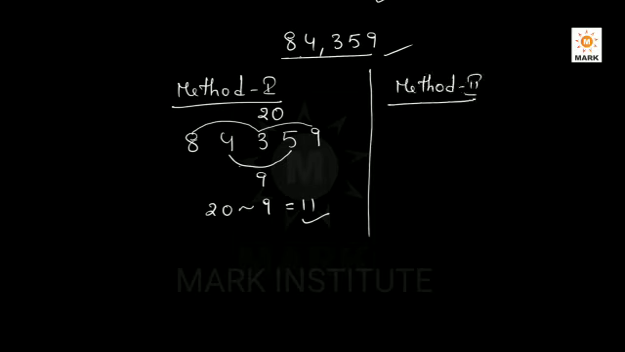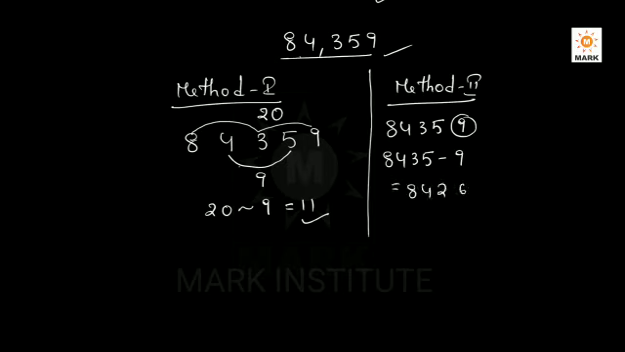Method 2 is like this. 8, 4, 3, 5, 9. Take the units digit and subtract it from the remaining number. 8435 minus 9 will give you 8426. Again take the units digit. 842 minus 6, so you will get 836.